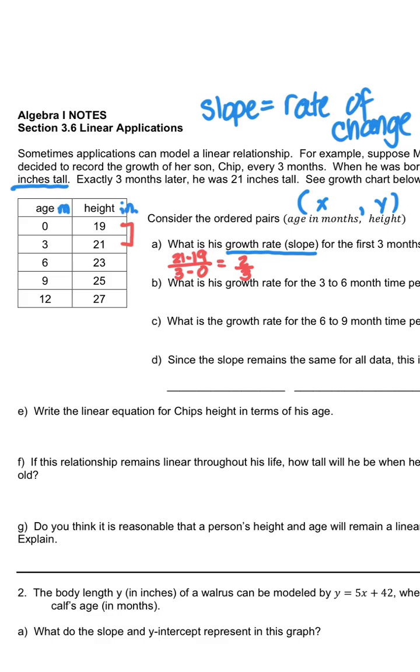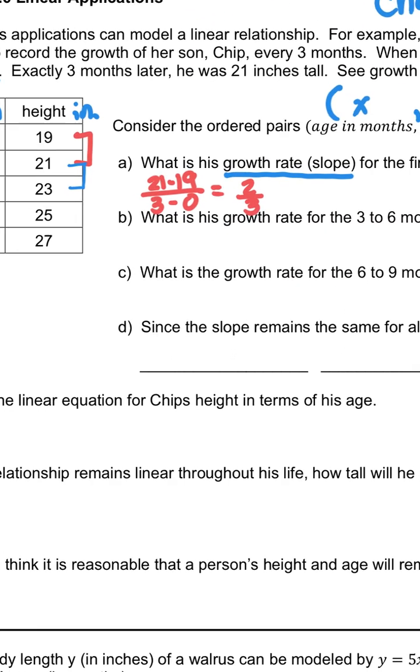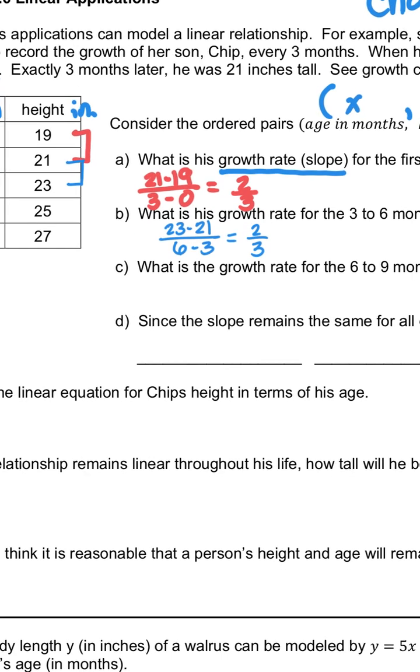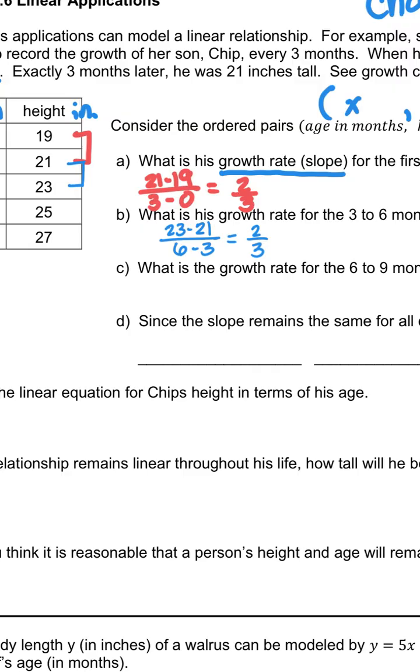Now it says, what is his growth rate for the 3 to 6 month time period? So let's go ahead and do his 3 to 6 month period, which would be right here. So that would be 23 minus 21 over 6 minus 3. Again, we're getting this information from the chart right next to this. So we have 23 minus 21 is 2, 6 minus 3 is 3. So we found the growth rate, also known as the slope, which is 2 over 3.